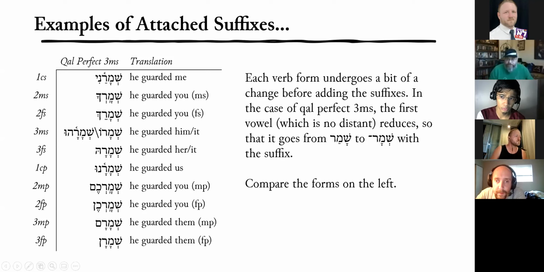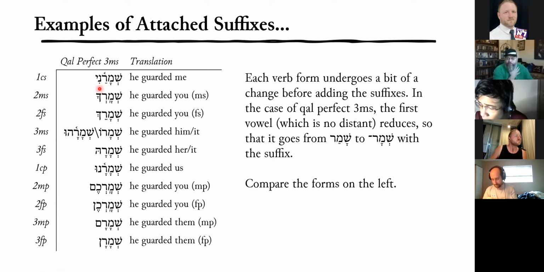Just read the Hebrew? Yeah. Is that what you're asking me to do? Okay. Shmarani. So how would you break this down? Like, are you wanting me to discuss the vowels or just what it means? What is the form of the object? So maybe what happened to the vowels, if you would.